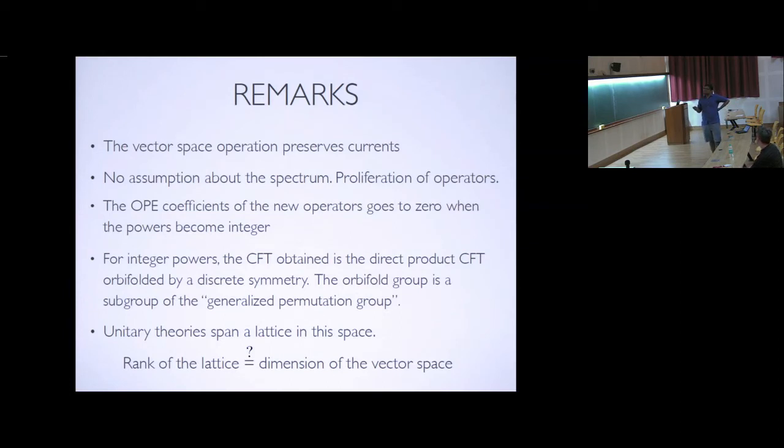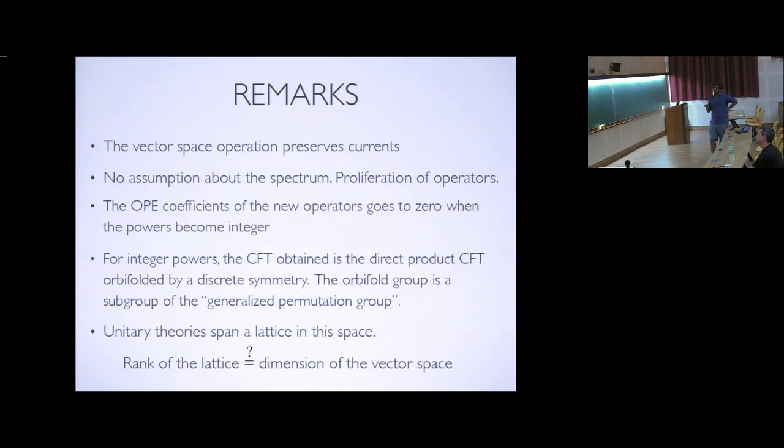The vector space operation that I just defined on the space of CFTs preserves currents. So if two CFTs have currents, the resulting theories will also have those currents. In particular, the resulting theory will also have a stress tensor. If it has higher spin currents, the resulting theory will also have higher spin currents. No assumption about the spectrum.